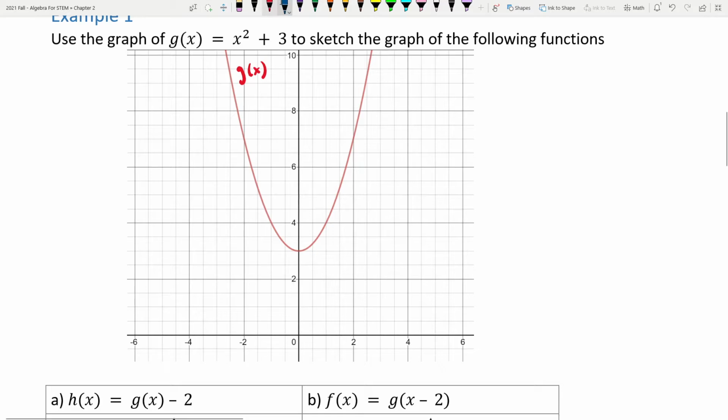So I'll do h in blue. This will be my blue graph. And I'm going to take the g graph and shift it down 2 units. So this point here, the y-intercept, is 3 in g. It's going to go down 2, 1, 2 to 1 in the blue graph.